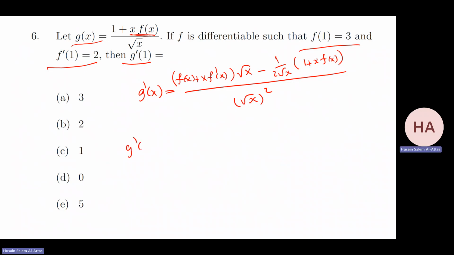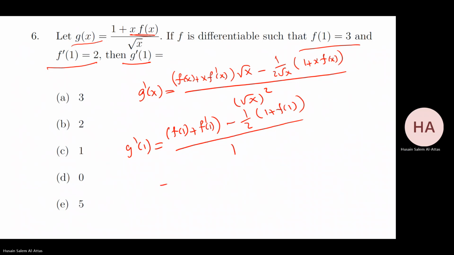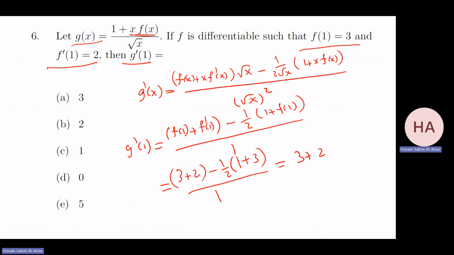Okay, I need g prime at 1. Do the calculation now. It will be f of 1, 1 times f prime of 1, square root of 1, which is 1, minus half, 1 plus f of 1, over 1. F of 1 is 3, so 3 plus 2, minus half, f of 1 is 3, over 1. So it's 3 plus 2 over 1. So it's 3 plus 2, this is 4 minus 2. So it's 3, which is this.